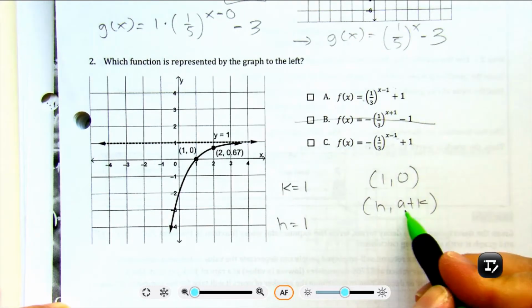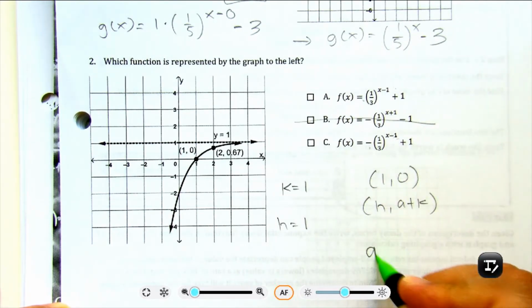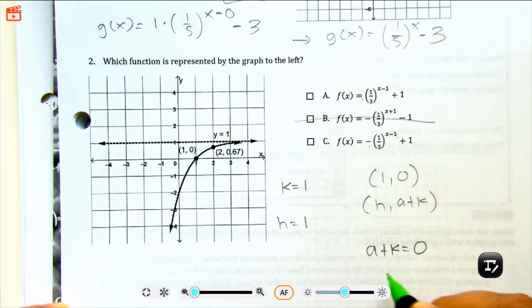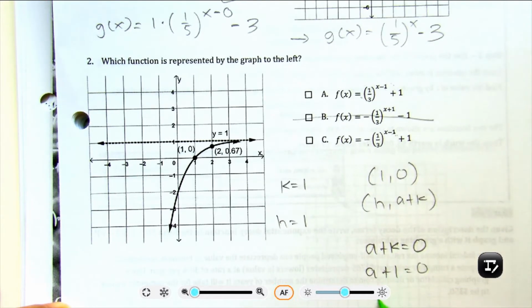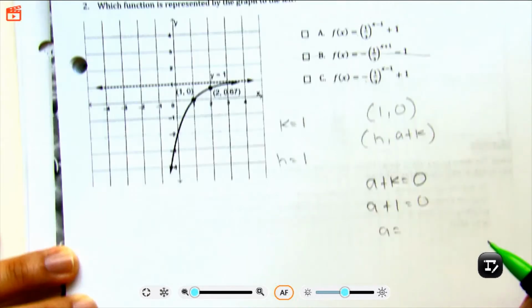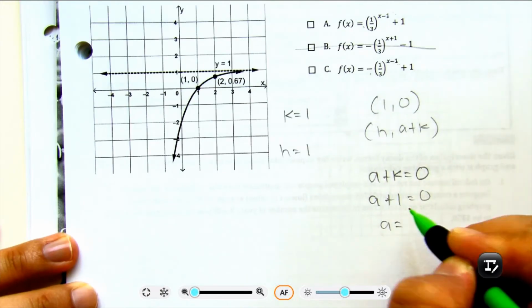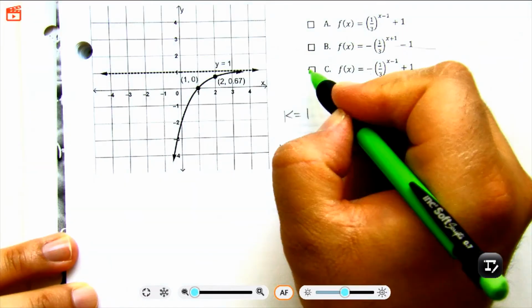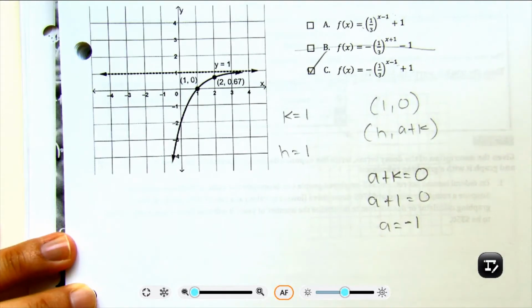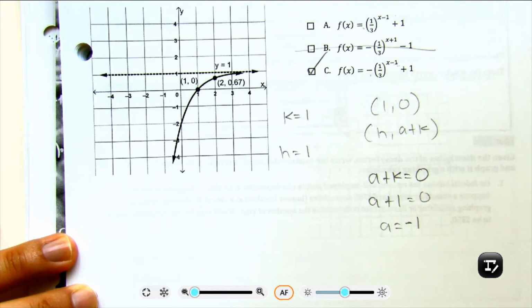So let's set a plus k equal to 0. And let's plug in 1 for k. And let's solve for a. a would equal negative 1. So the correct answer would have to be C. f of x equals negative 1 over 3 to the x minus 1, plus 1.